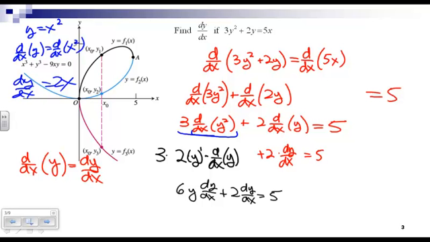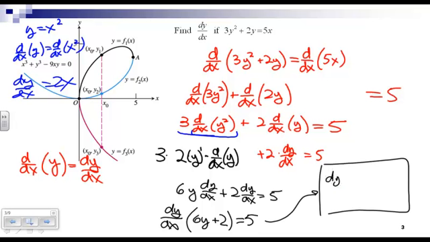How do we do that? Pull it out. Factor it out. If I factor out a dy/dx, what's left on the inside? 6y plus 2, and all of that is equal to 5. Divide both sides by 6y plus 2. So to finish off and give my final answer, dy/dx is equal to 5 divided by 6y plus 2.